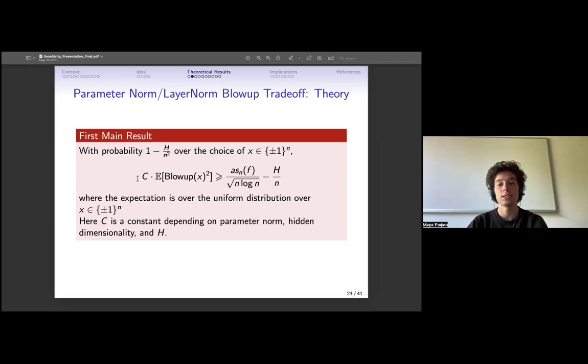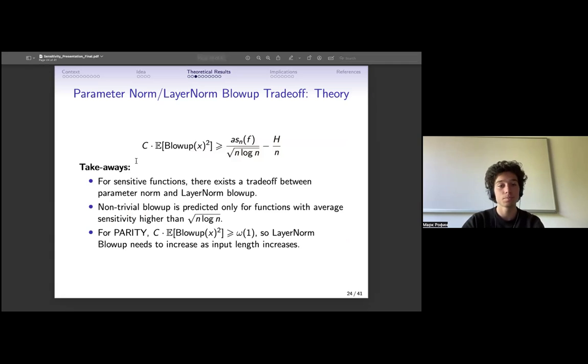And basically this says that there is a trade-off between the parameter norm in the transformer and the layer norm blowup inside its computation, if the transformer represents a sensitive function. So if a transformer represents parity, then either its blowup is high or its parameter norm is high. But the important thing is that there is non-trivial prediction only for functions with average sensitivity higher than square root of n log n, because otherwise the right-hand side just becomes zero.